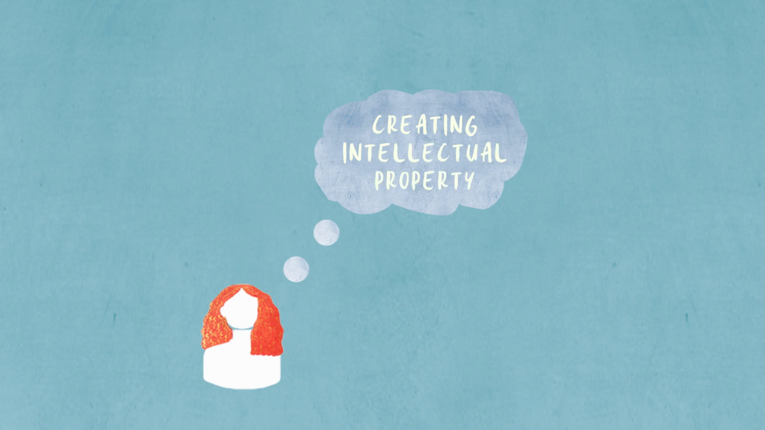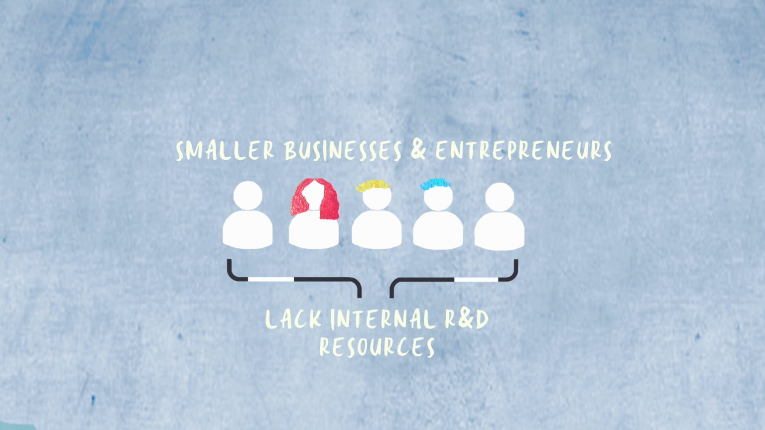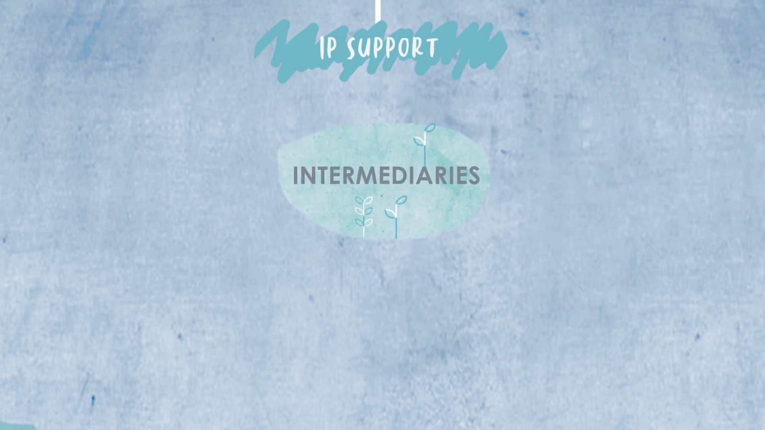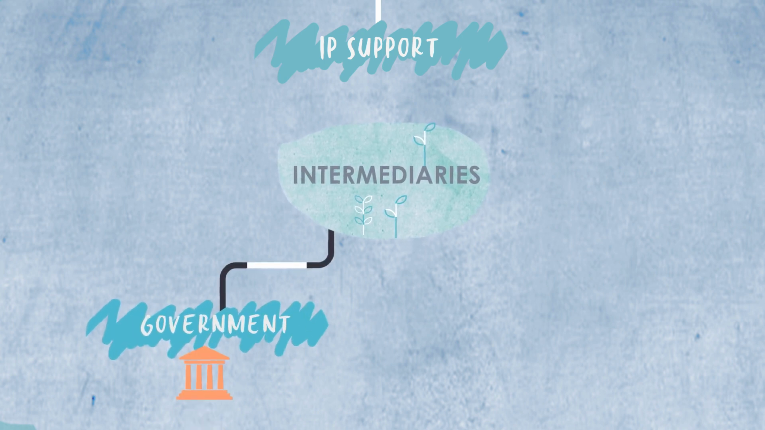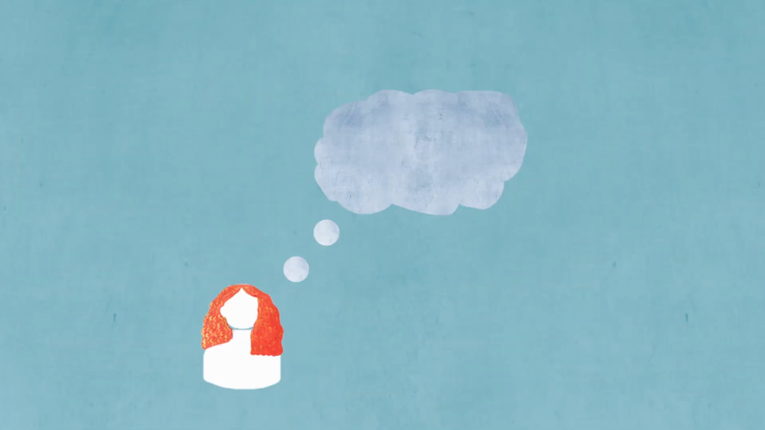If you're a small or medium-sized enterprise going into the process of creating intellectual property for the first time, it can seem quite daunting. Smaller businesses and individual entrepreneurs often lack the internal R&D resources, that's research and development resources, and therefore require access to external technologies. Intermediaries can resolve these problems by providing access to various stakeholders, such as government agencies or universities that have the expertise and resources to assist.